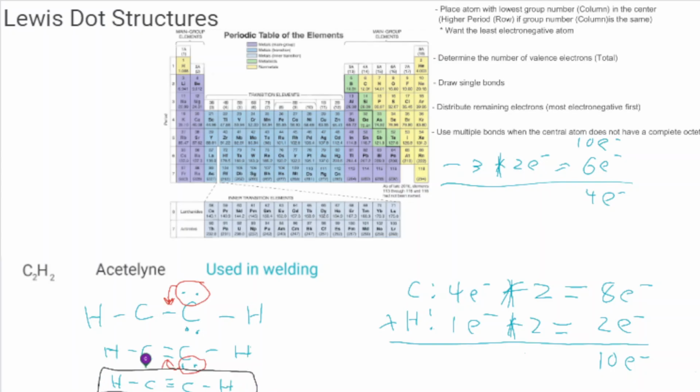The hydrogen has 2 electrons from the bond. This hydrogen has 2 electrons from the bond. This carbon has 4 bonds, so 2 electrons each, giving it 8 valence electrons. Same with this one, and so they're both obeying the octet rule, and so everything is good.